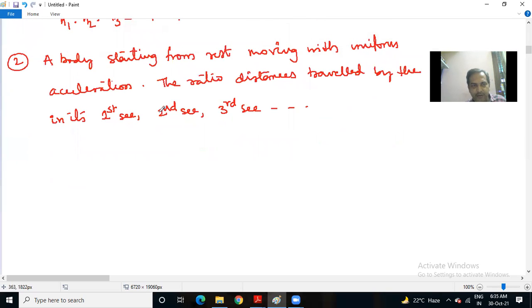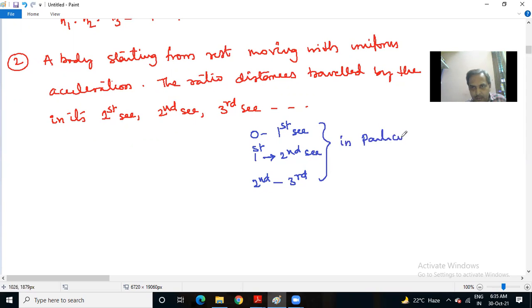there is no difference when you find 0 to 1 second, the first second. But when you talk about the second second, you have to treat it as first second to second only. So we don't consider what happened from 0 to 1. We consider only first second to second. When you talk about the third second, we consider the distance traveled from second to third second only, and we don't consider what happened from 0 to 2 seconds. Only in a particular interval of time.